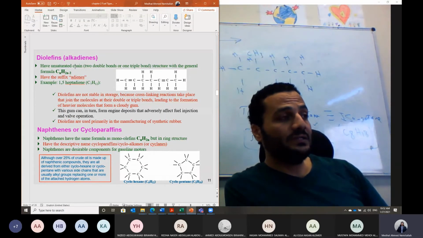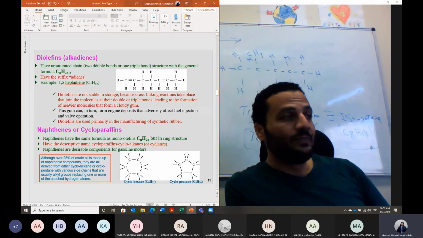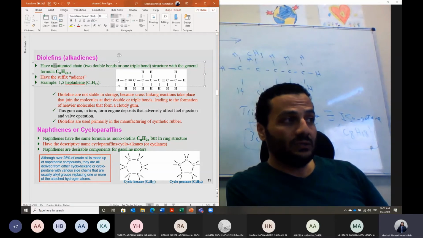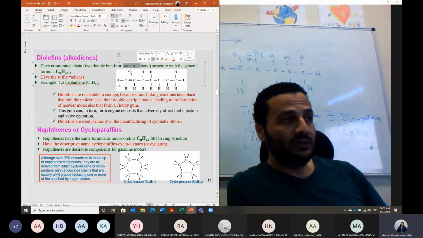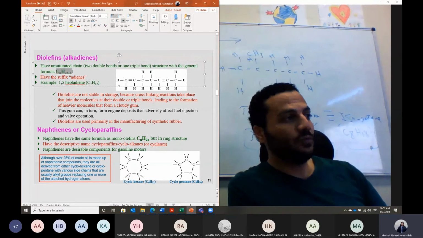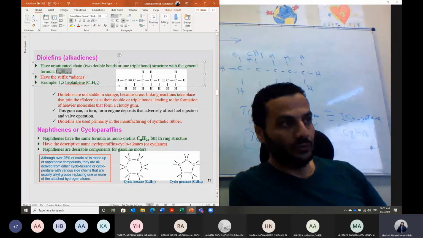The olefin families, which are alkynes, are also unsaturated chain structures, but we have either two double bonds or one triple bond in this case, and it has the chemical composition CnH2n-2.